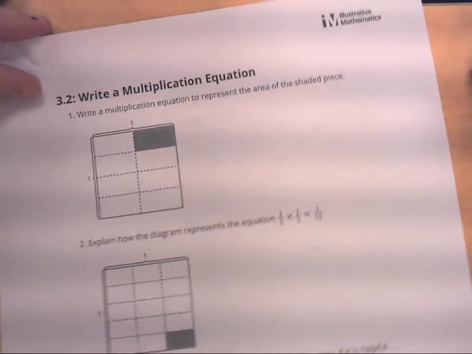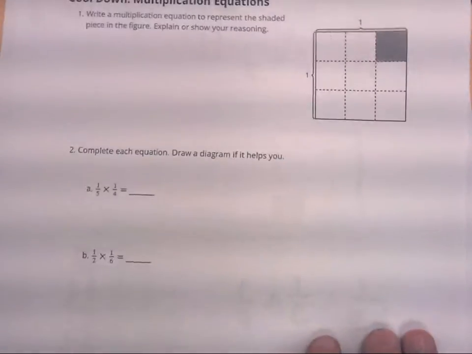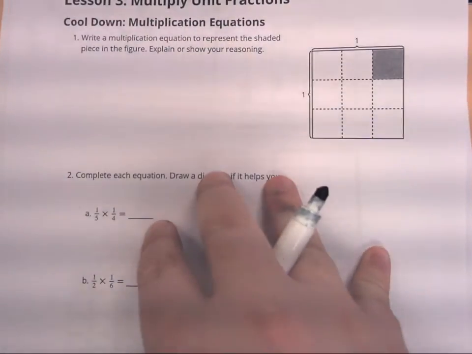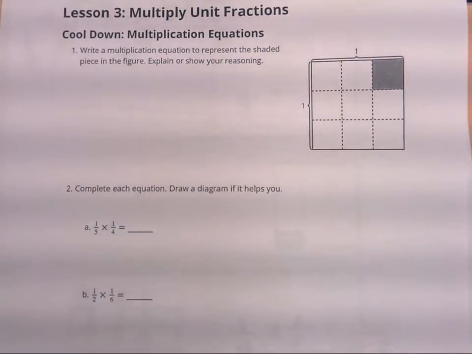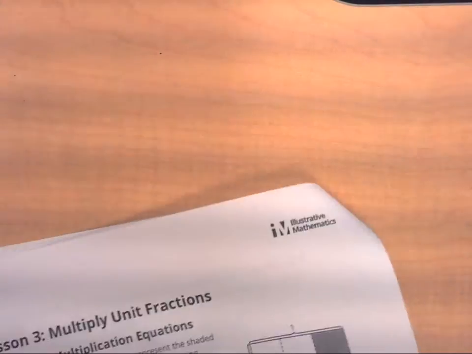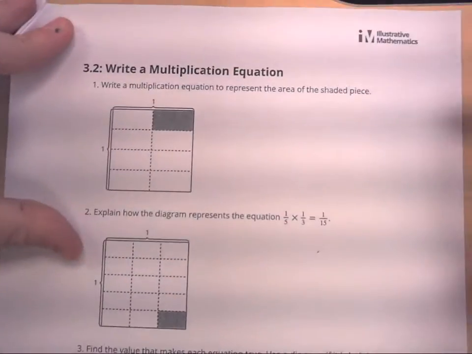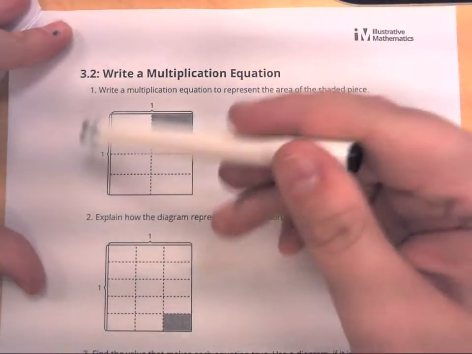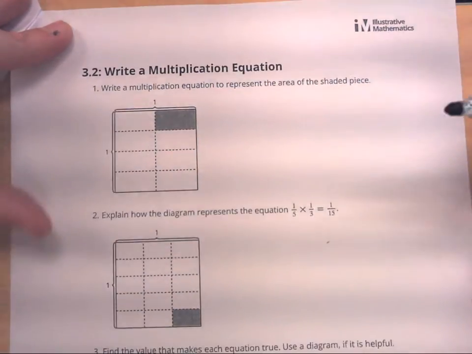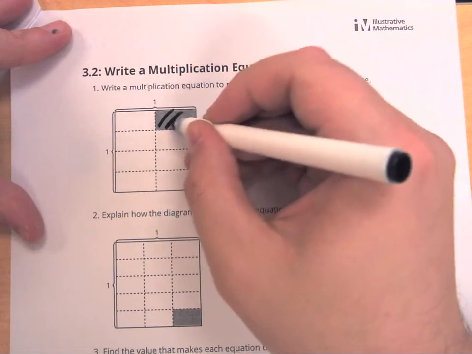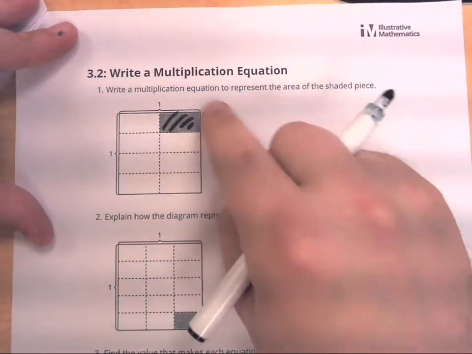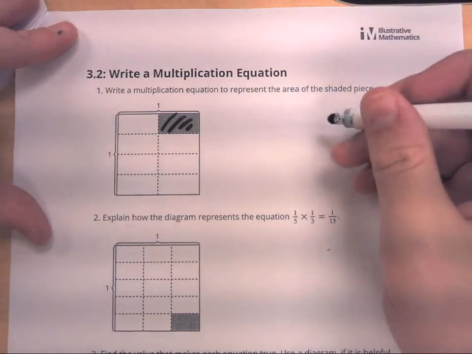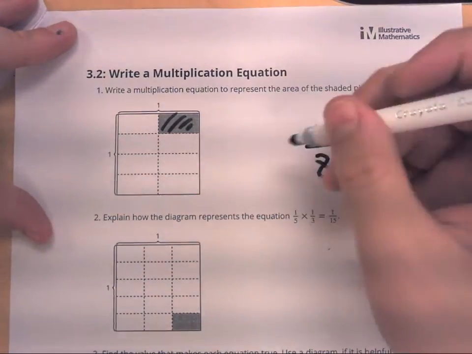Lastly, students were asked to work on this sheet, and then finally this cool down as a checkpoint for me to see where their current understanding lies with this topic. Looking at this sheet, students were asked to first write a multiplication expression for this diagram. Many students start by identifying the product, or the area of the shaded piece. This is 1 out of 8 equal pieces, meaning the product is 1/8.